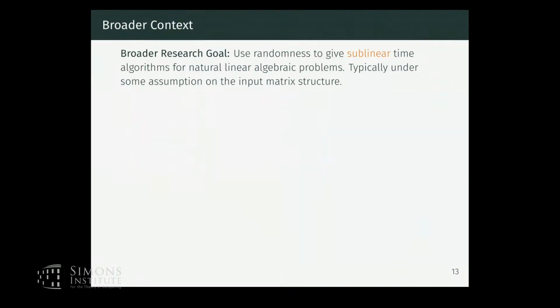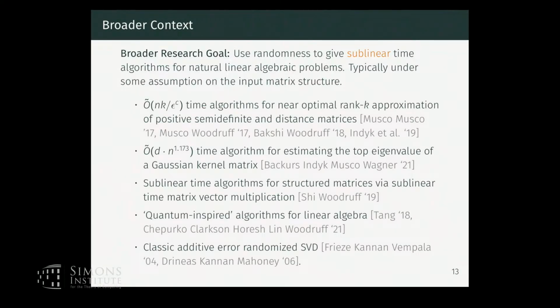Okay, and then the broader research goal that I've been trying to pursue for several years, and a lot of other people are working on, is using randomness to give sublinear time algorithms for natural linear algebraic problems, typically under some assumptions on matrix structure. There's been all sorts of work on algorithms for positive semi-definite matrices, distance matrices, kernel matrices, and these quantum-inspired algorithms. There's all sorts of related work, done by a lot of people in this room. Often these get stronger bounds, but they assume some structure, whereas in our problem, we're just assuming that the matrix is symmetric. We essentially have no other structure.